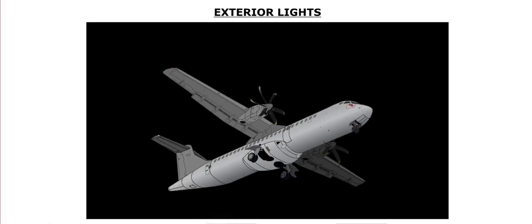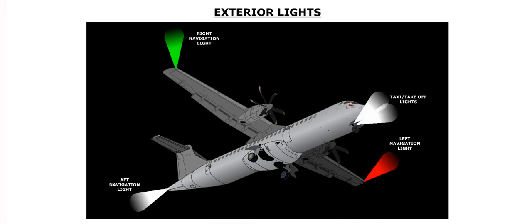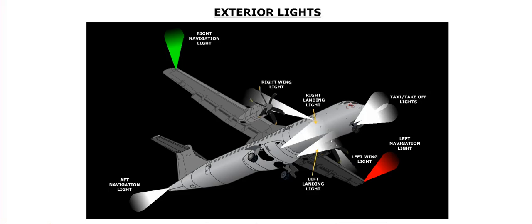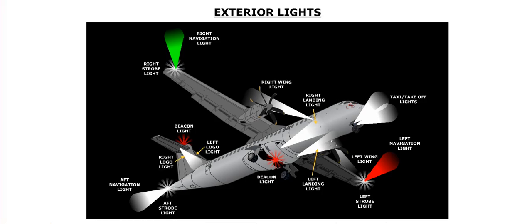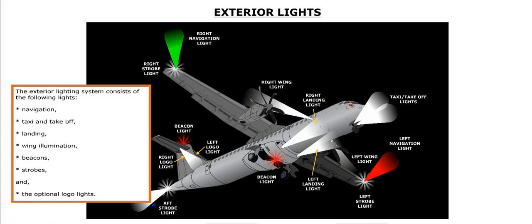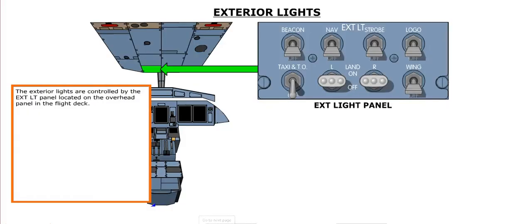The exterior lighting system consists of the following lights: navigation, taxi and takeoff, landing, wing illumination, beacons, strobes, and the optional logo lights. The exterior lights are controlled by the external lights panel, located on the overhead panel in the flight deck.